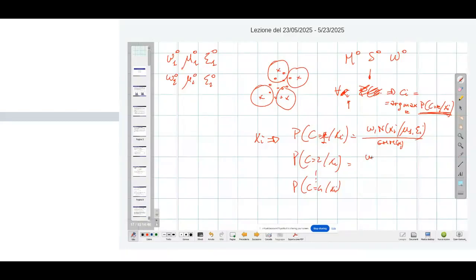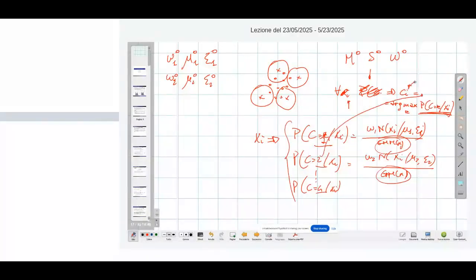The same W2 normal of xi, mu2, sigma 2, divided by the GMM density. Notice the denominator here is always the same, so I don't really need to compute it. But then I take the maximum of this. The maximizer of this will be the label Ci star that I associate to the sample. So I start with my training set and an initial set of parameters, and I can use this to estimate a cluster label for each sample.